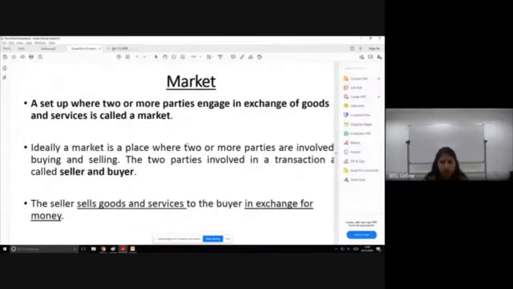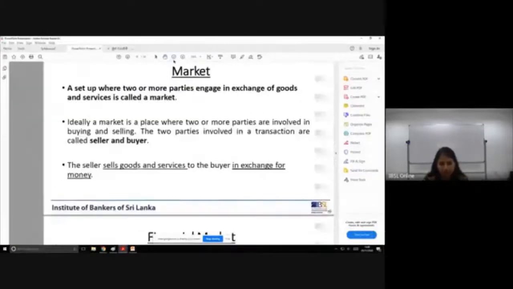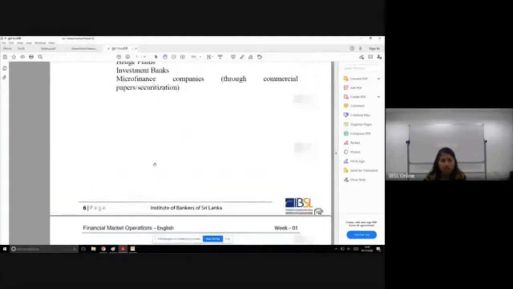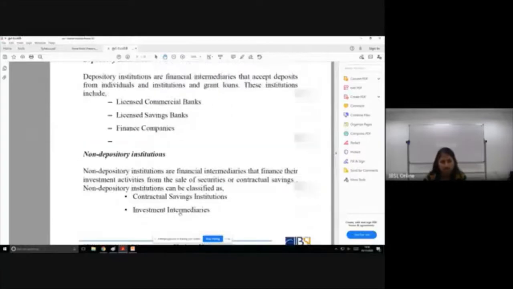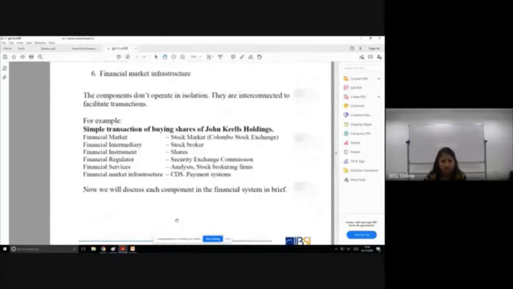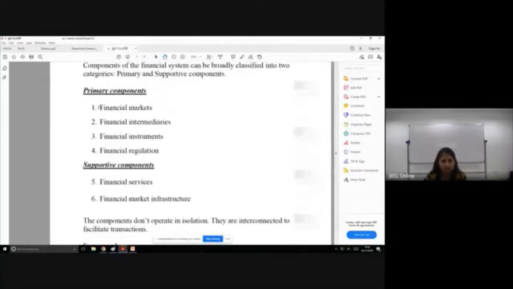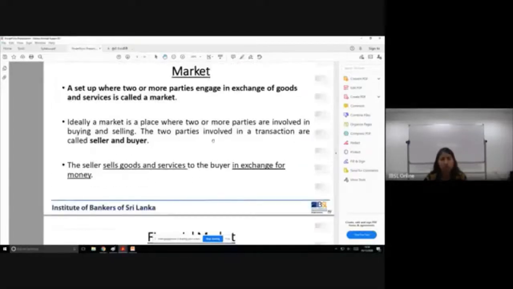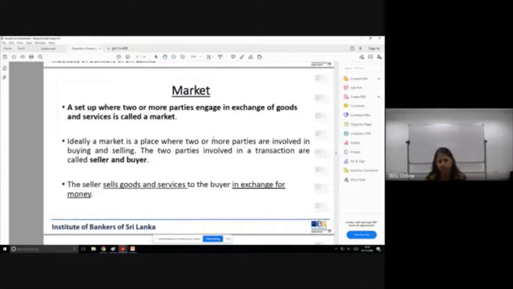Now we move to our main topic. So now we have covered, if you look into our components, except for financial markets, all these three. So now we are aware of all the other five. Now we look into our financial markets. You know what a market is, right?